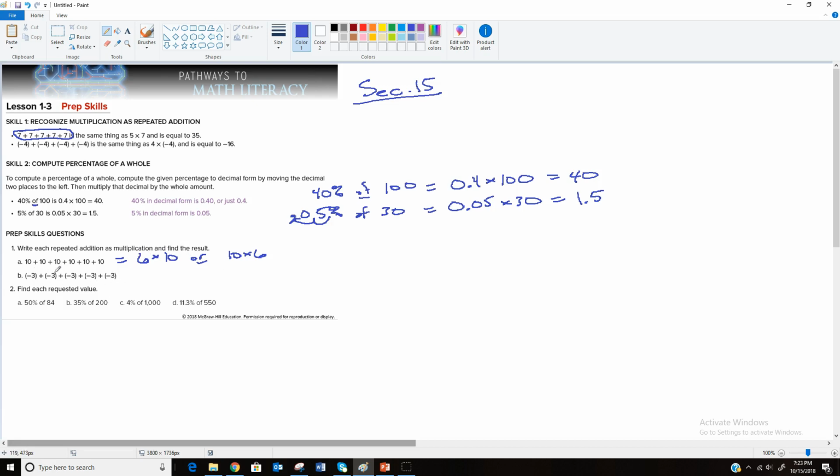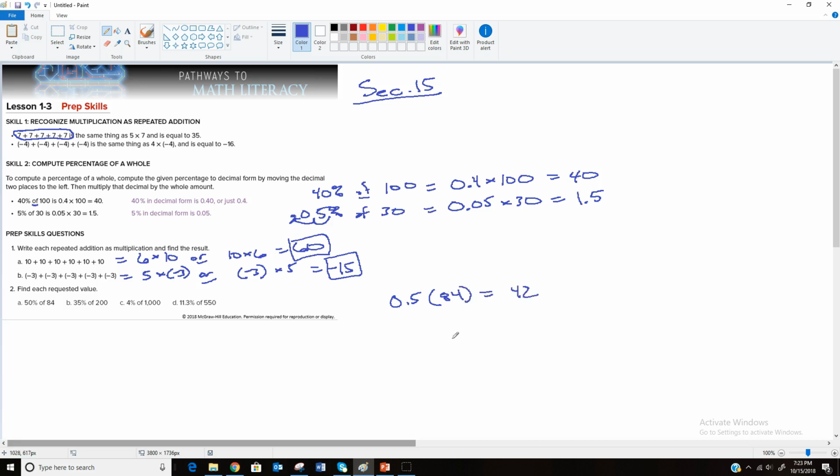This would be 1, 2, 3, 4, 5 cases of negative 3. So 5 times negative 3, or again, that would be the same as negative 3 times 5. And this first one would give us 60, of course, and the second one, negative 3 times 5, would be negative 15. So that's what you should have gotten for those, and you should have written it as a multiplication first.